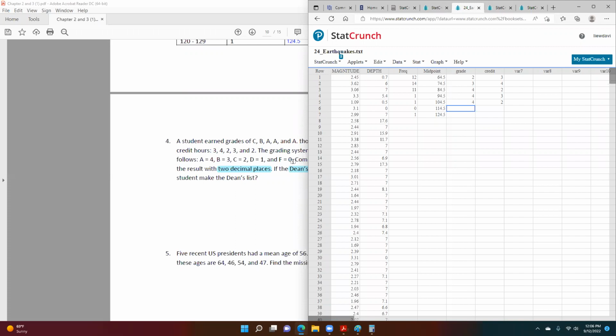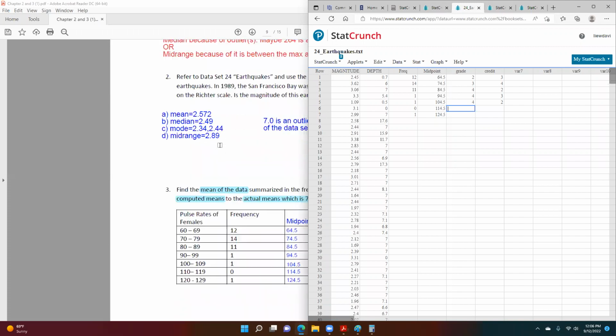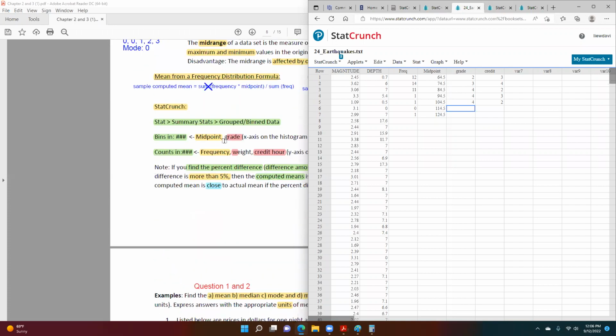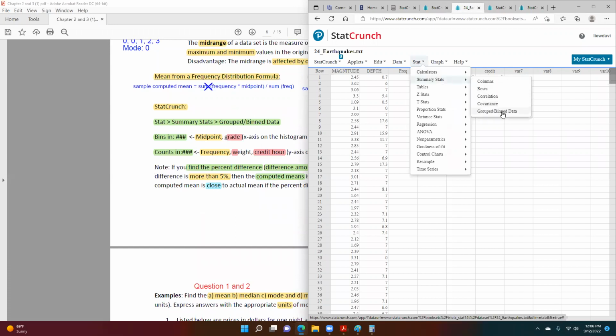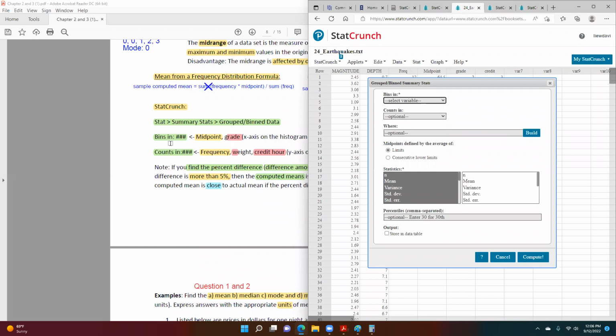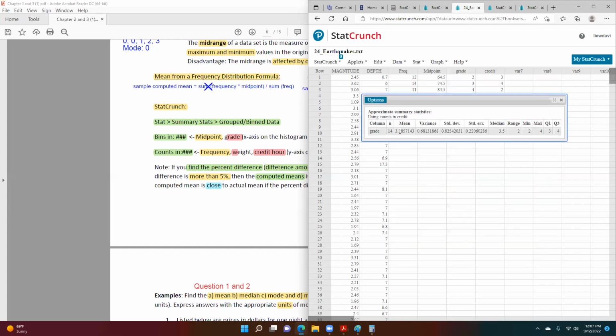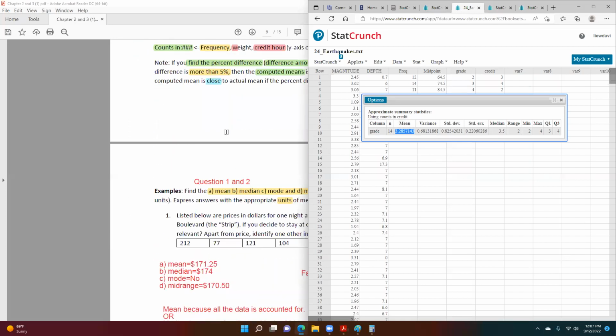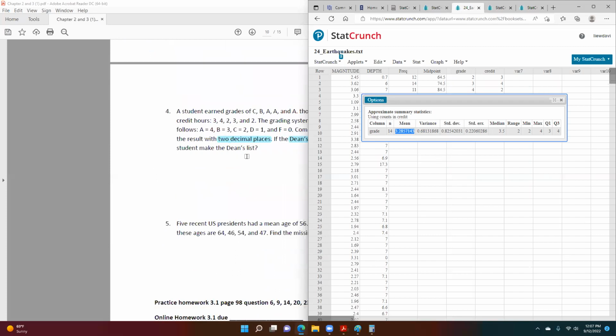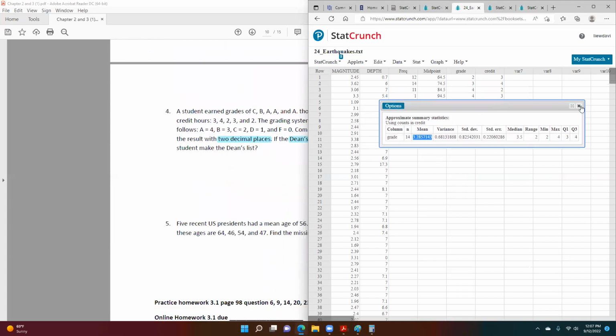So how do you find your GPA in this case? You go to, again, Stat, Summary Stats, Group/Bin Data. Bins in, you will select your grade. Counts, you will select your credit hours. And you will hit compute. And again, the mean that you see here is your GPA in this case. Let me show you how you do it again.